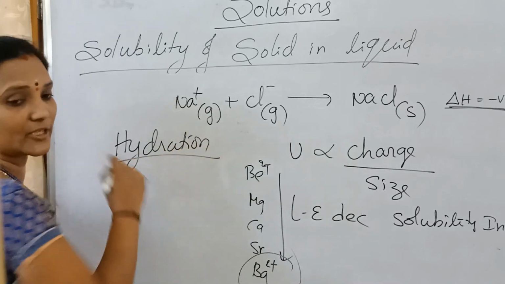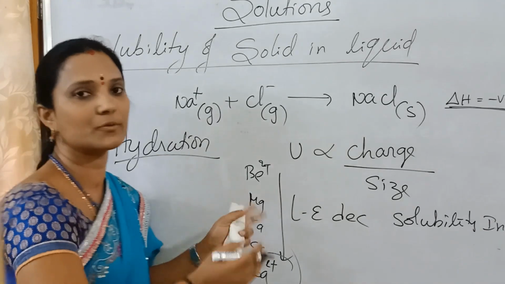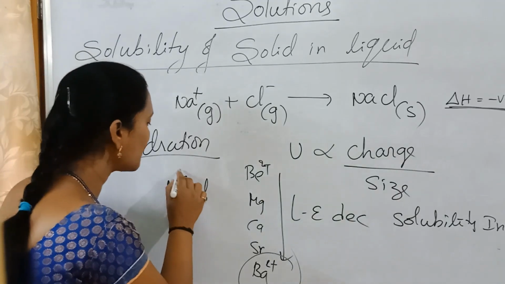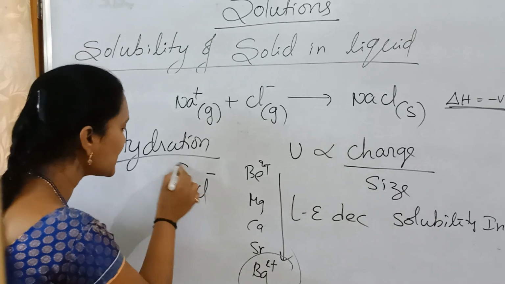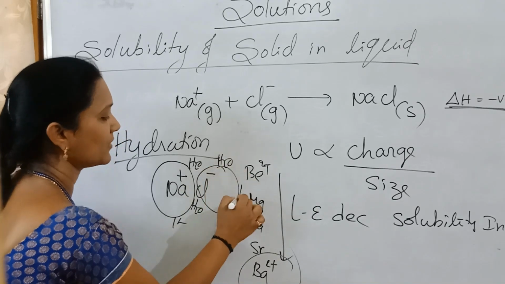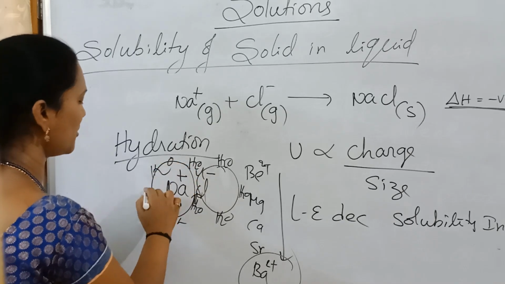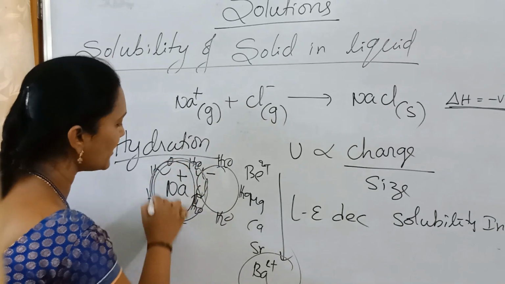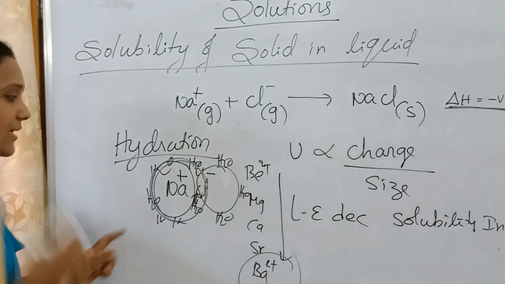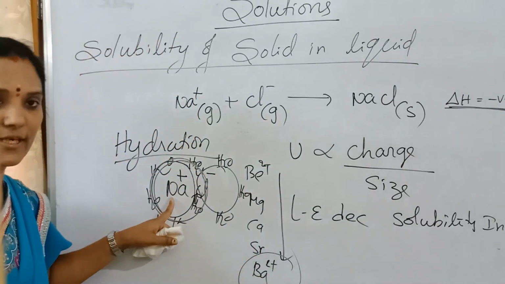So what is the effect of this hydration energy? Take an ionic compound added to water, for example NaCl. It dissociates to Na+ and Cl-. Na+ is surrounded by water molecules, and Cl- is also surrounded by water molecules. If any ion is surrounded by water molecules, that ion is called a hydrated ion.